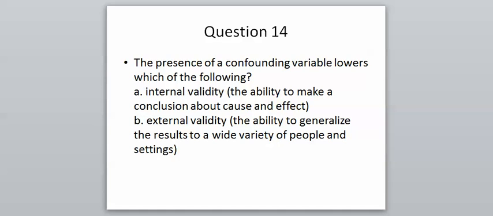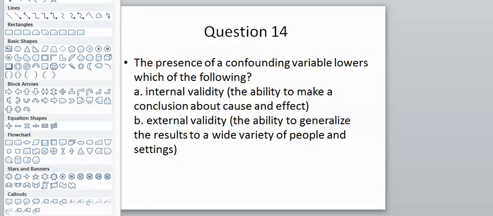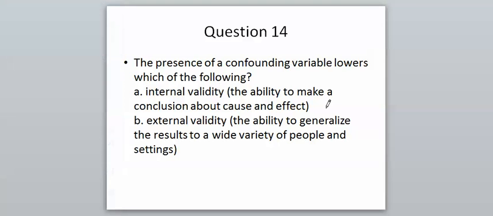If you have a confounding variable, it lowers the internal validity of the study, because it prevents you from making a cause and effect conclusion. It prevents you from concluding that the independent variable had an effect on the dependent variable. If you have a confounding variable, you have low internal validity because you can't conclude that the independent variable is what had the effect on your dependent variable.